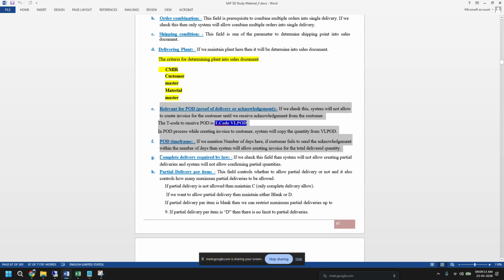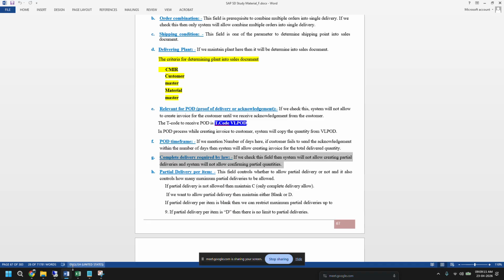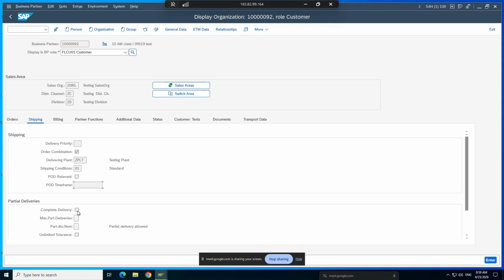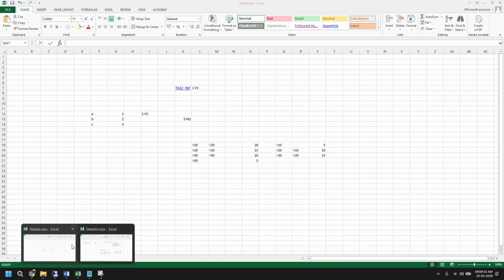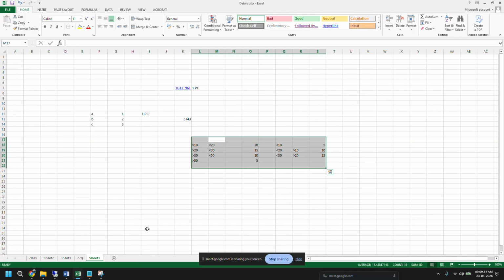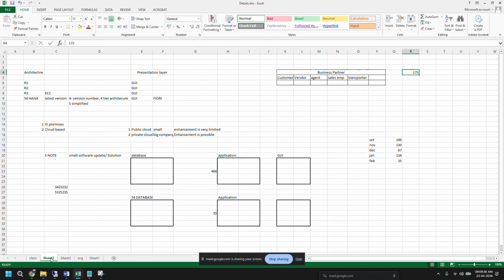Okay. Now this complete delivery. This is another checkbox. You see this checkbox. What this checkbox does is that the system will not allow partial delivery, and the system will not even allow confirming a partial quantity. What it means, let's see.